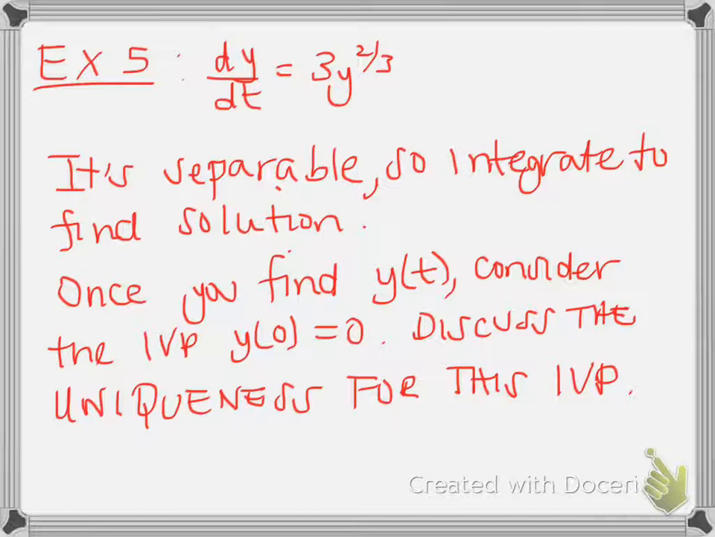It's separable, okay? We can also mention that it's separable. So integrate to find the solution. Once you find y of t, consider the initial value problem y of 0 equals 0. Discuss the uniqueness for this IVP.